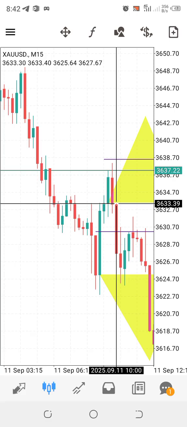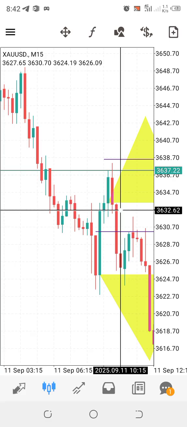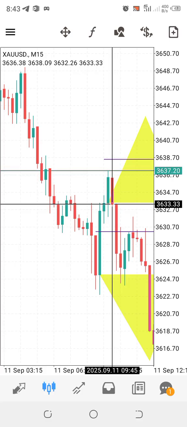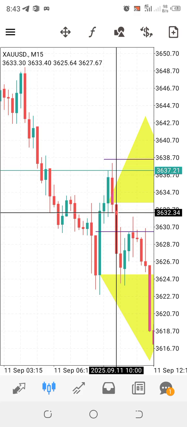So let's look at the first reaction. First reaction was price came to the 10 times 1, which means that it's only 10 pips from the buy fib 0. So where's buy fib 0? It is standing at 3633.39, which means that the 10 times 1 will be 3632.39.